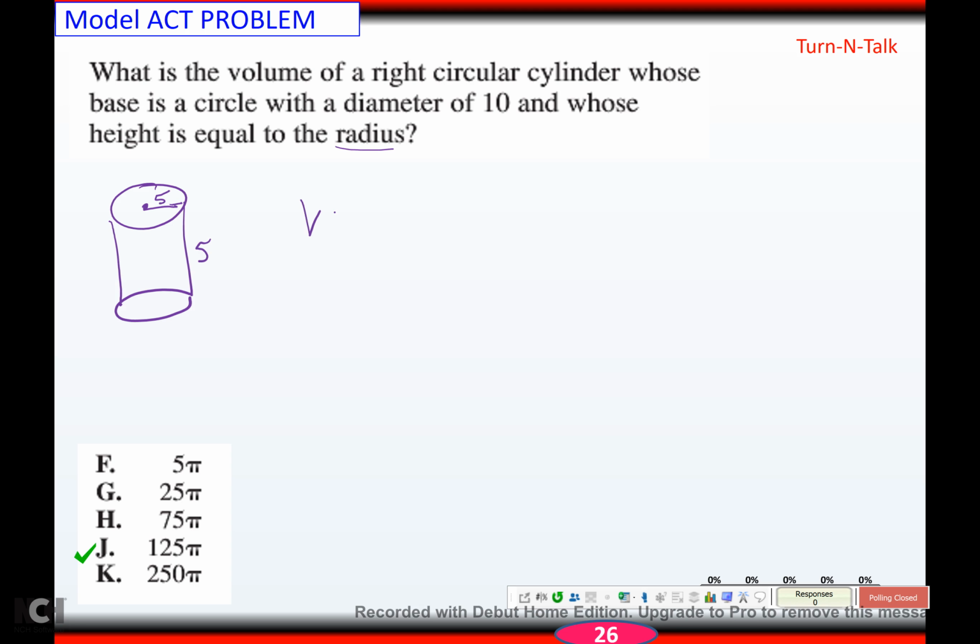Well, your volume of a right cylinder is pi times r squared times h. So my volume is going to be pi times my radius squared times my height. Well, that's pi times 25 times 5, which is 125 pi units cubed.